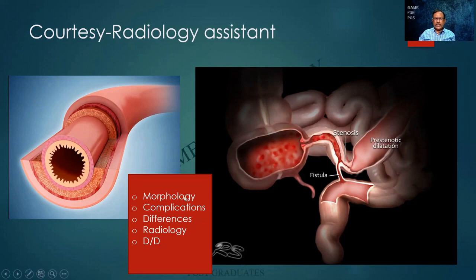We can be asked questions like this. What is the morphology? What are the complications? What are the differences? What is the radiological picture? What differential diagnosis can you see? See, when you go for the exam, it is going to be like this. You are going to be surrounded by examiners. Invariably, the external examiner will be asking the question. That is the rule. And the complications are over here.